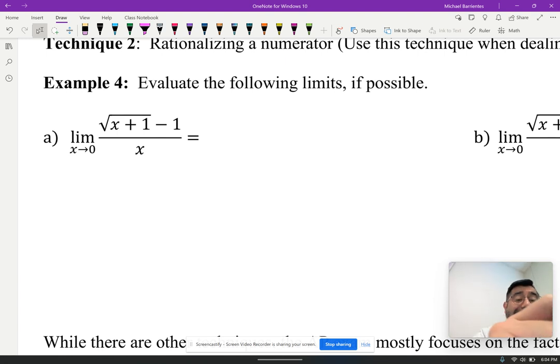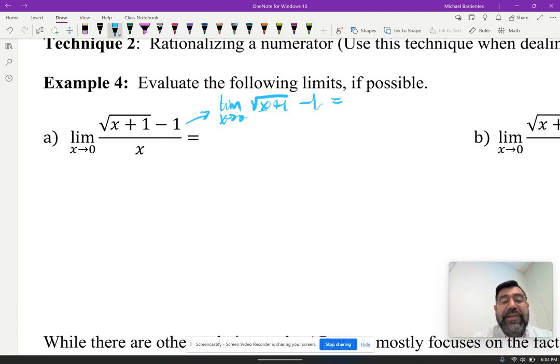Well, first, we don't need to rationalize if we get an answer, so we should check. Does the limit as x approaches 0 of the numerator give me 0? If I were to plug in 0 wherever I see an x, yes, I get 0. If I take the limit of the denominator as x approaches 0, does it give me 0? Yes. Okay, so this is an indeterminate form.